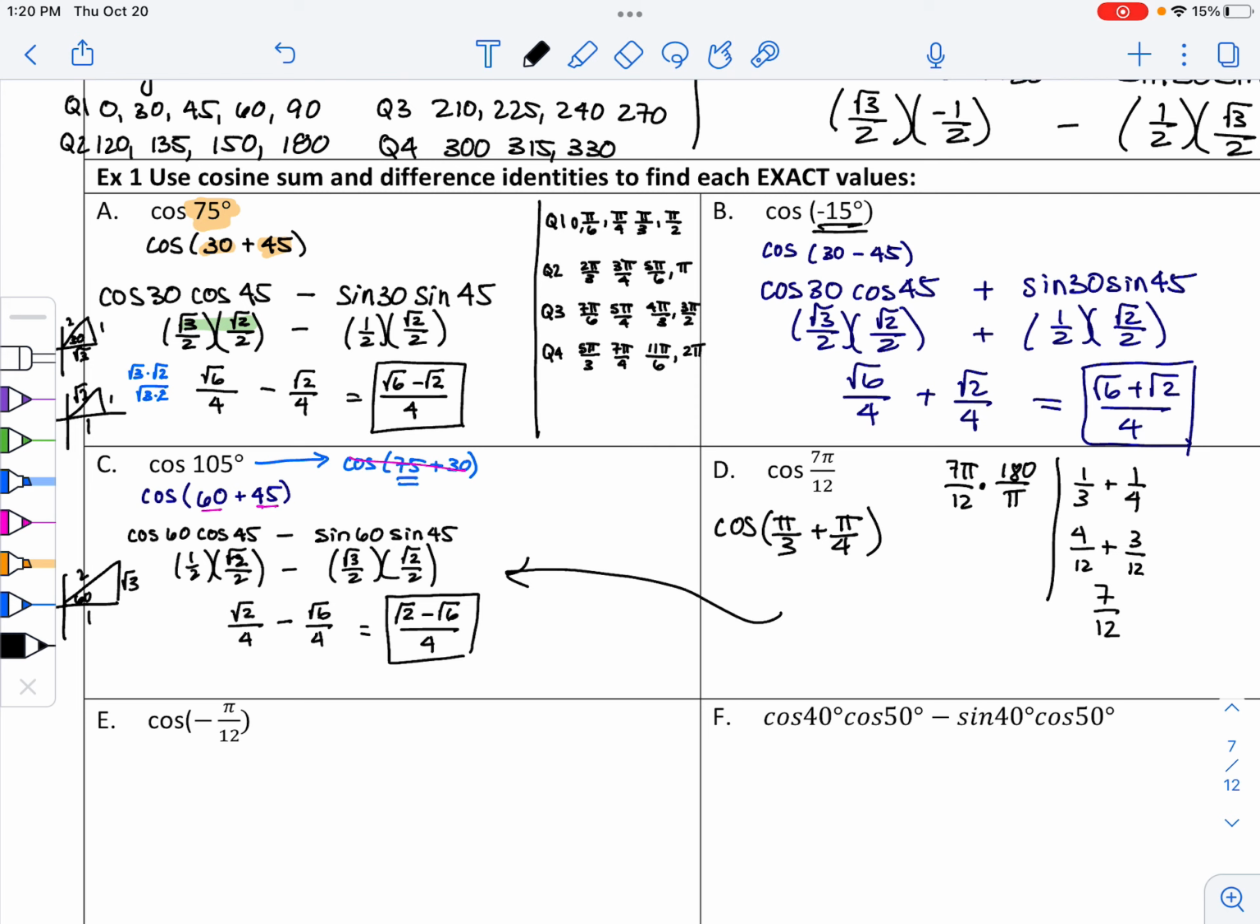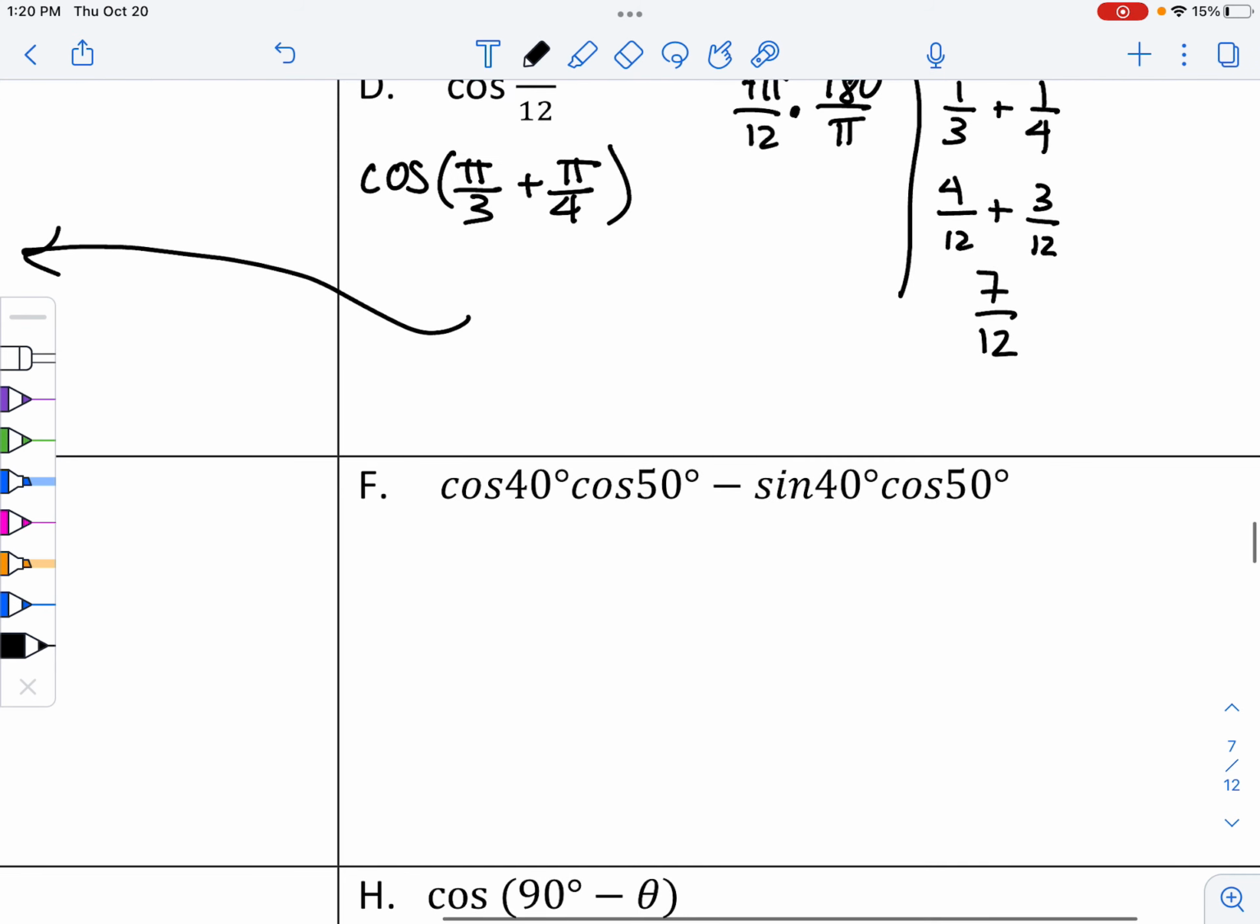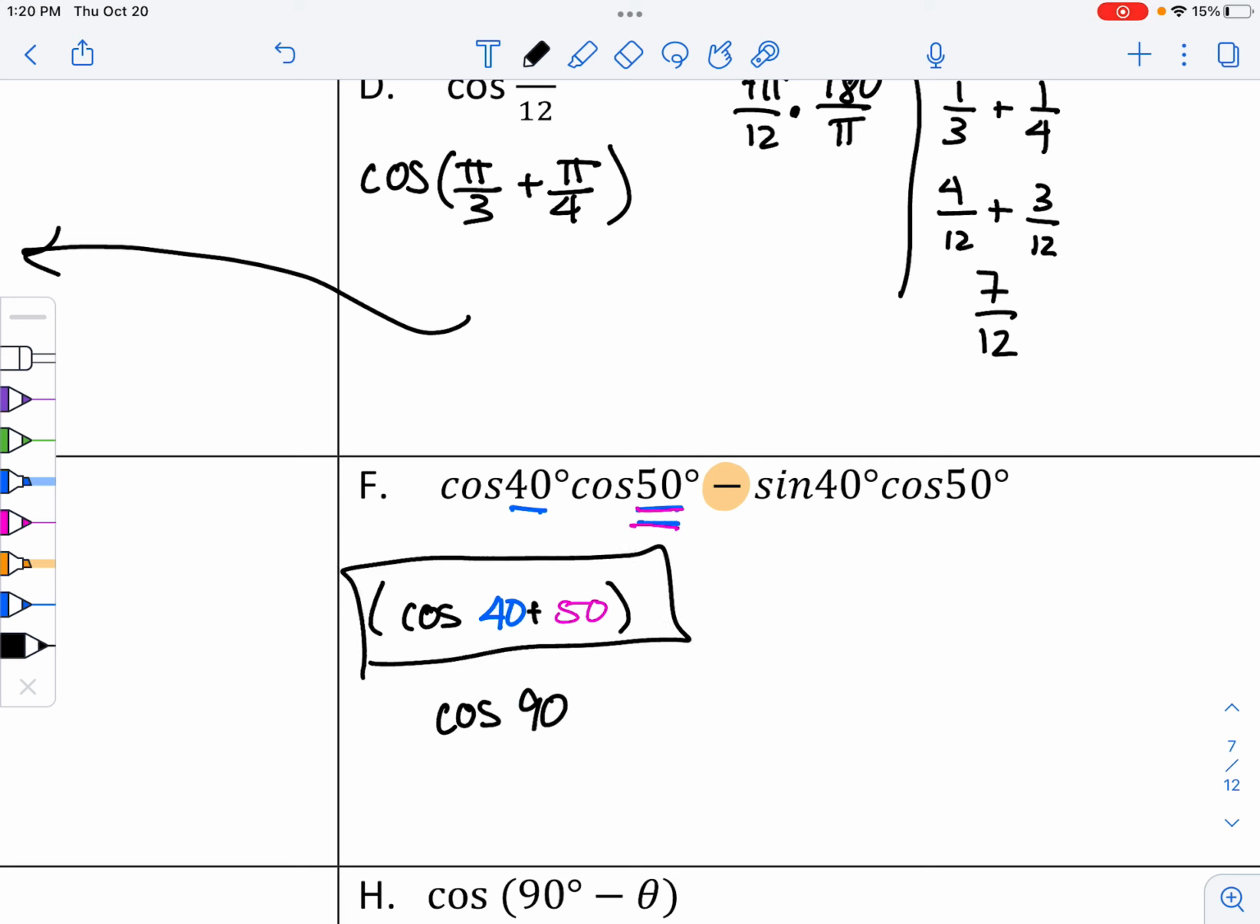I'm going to jump down into F. F is already written as our difference or sum identity for cosine. First thing I notice is that this is a minus. So that tells me that I'm actually doing the cosine of two angles that are being added together. Remember, the signs are opposite. What we can clearly see is what my two angles are. One's 40 and one is 50, which essentially is the cosine of 90. What I would want to see, though, is you identify what two angles we are adding together.